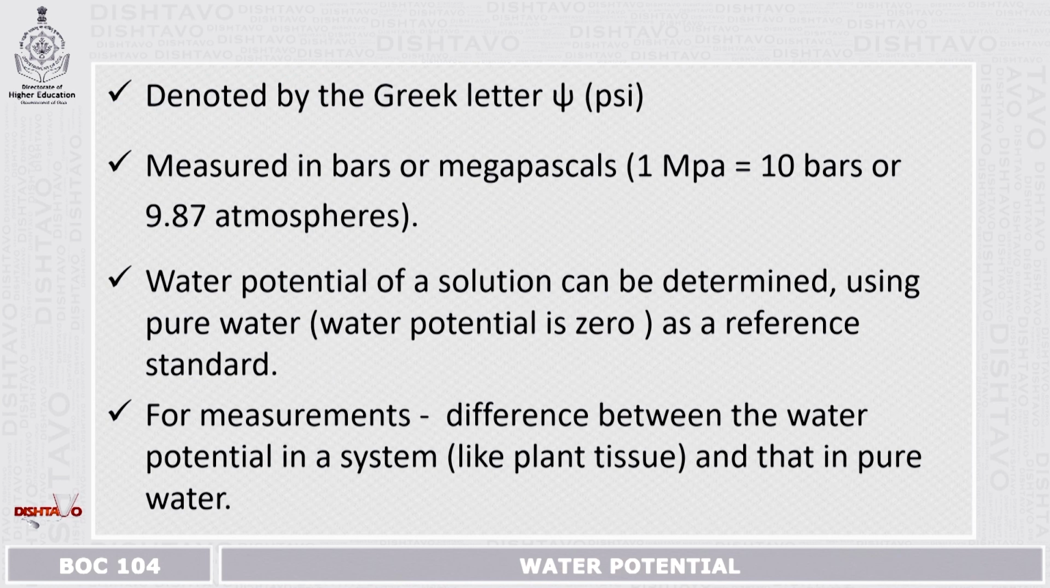Water potential is denoted by the Greek letter psi. It is measured in bars or megapascals. Water potential of a solution can be determined using pure water as the reference standard. Why pure water? Pure water has a water potential of 0, and that is the maximum water potential that is present. So, for measurements of water potential, the difference between the water potential in a system, like the plant tissues for example, and that in pure water are taken. So that helps in doing measurements of water potential.